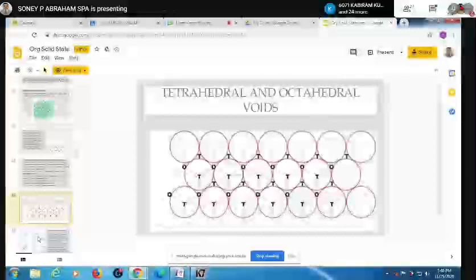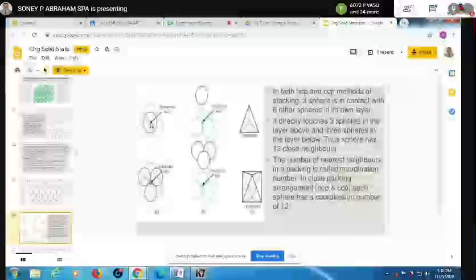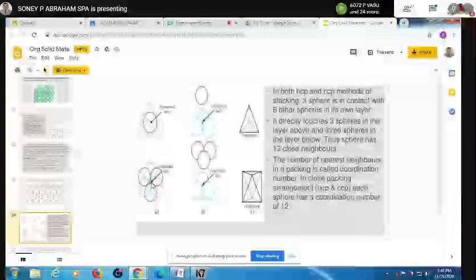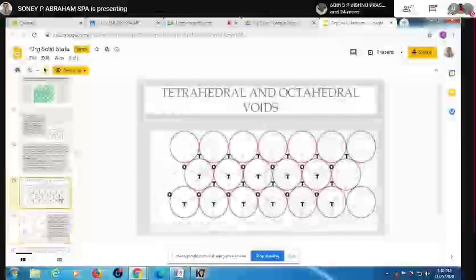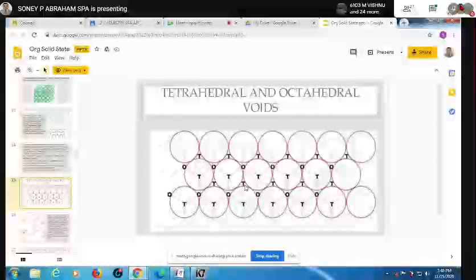So when you join the spheres that is forming this void, you will get an octahedral shape like this. Here you can see that this is the tetrahedral void, this is tetrahedral void, and here it will be forming the octahedral void. And at the same time, you will not be able to cover both the tetrahedral as well as octahedral voids. Okay. Now, if I am placing the third layer, it can be placed over the tetrahedral void or it can be placed over the octahedral void.